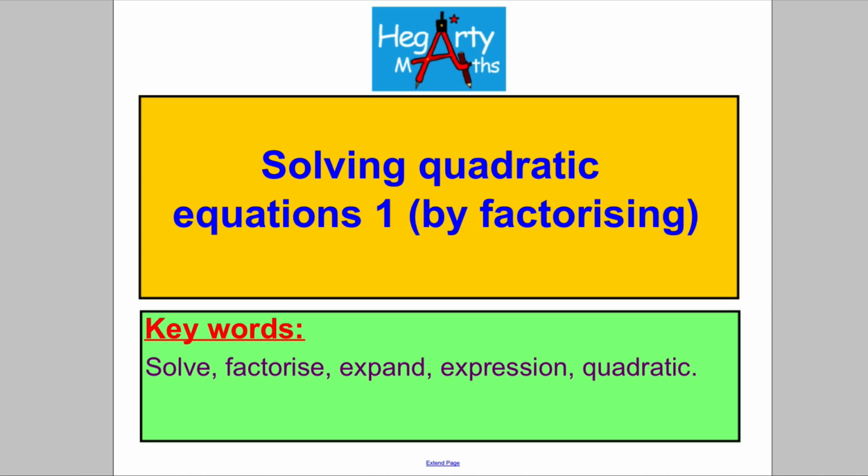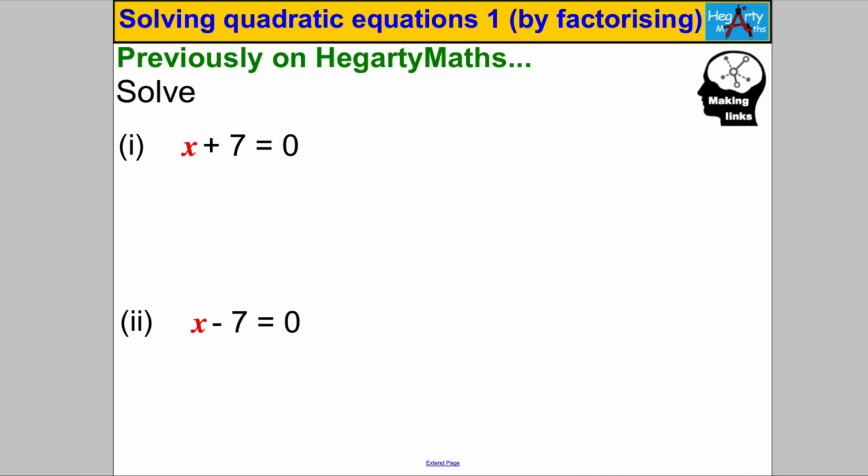It's Mr. Hegarty here, and this is our first video on solving quadratic equations by factorising. This is a good video as we've been doing a lot of factorising and a lot of manipulation with quadratics. Now it's time we're actually going to solve some of these quadratic equations. To start with, let's link to things we already know. I'm going to need you good at solving one-step equations for this video.